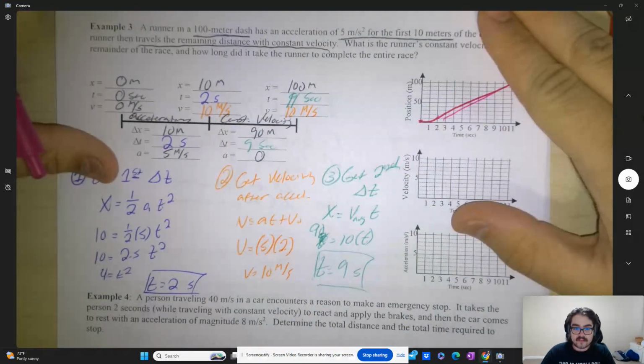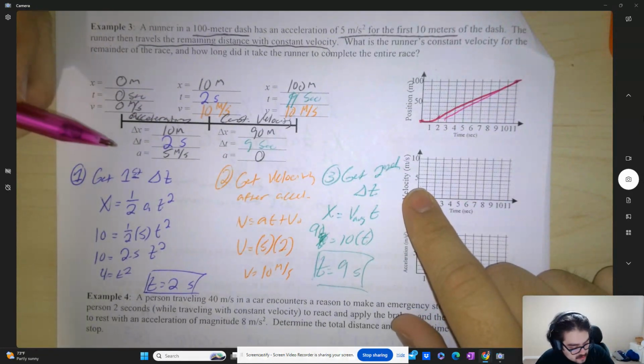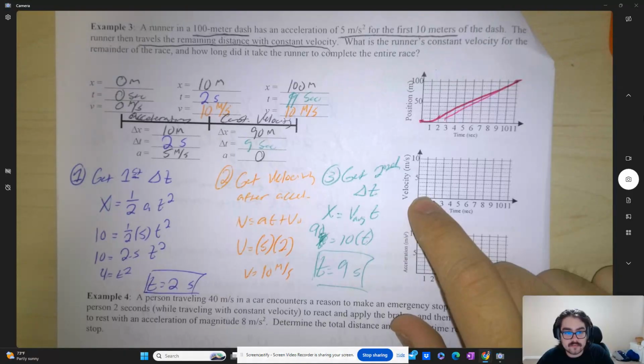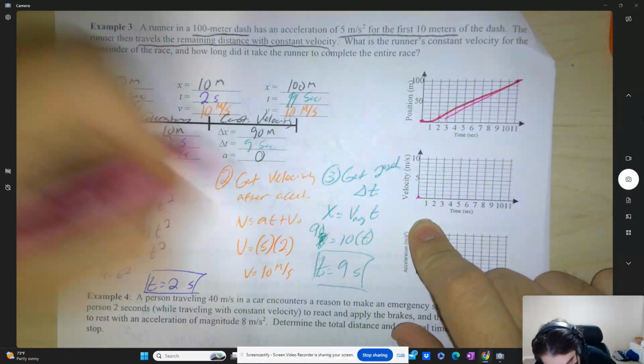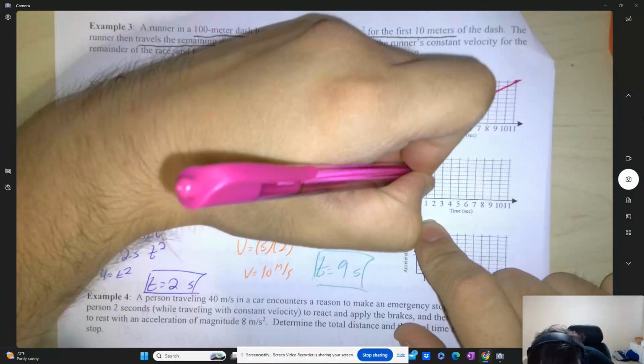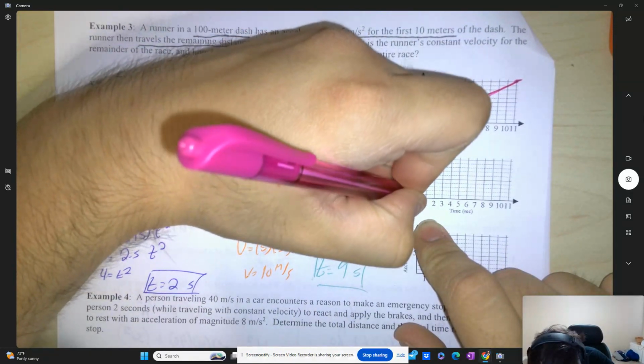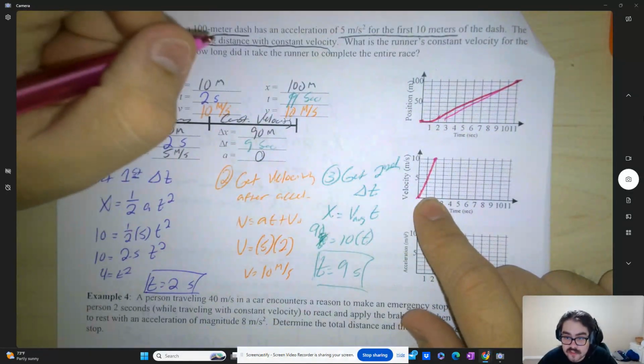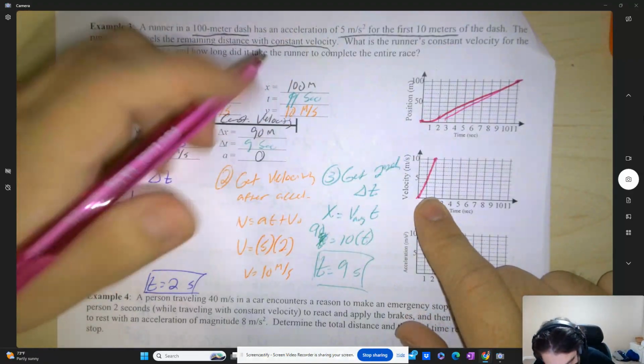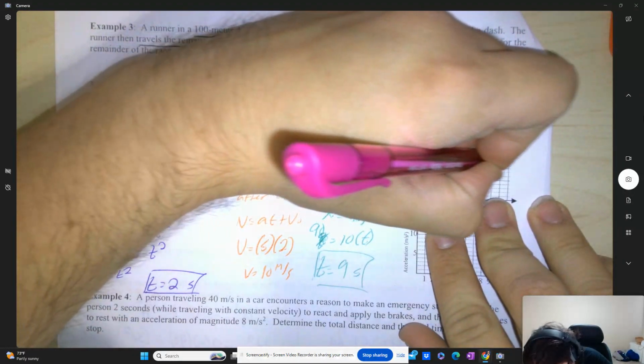Okay. For the velocity, right now it's steadily increasing from 0 to 2 seconds up to a maximum of 10. So that's going to be a straight line because the acceleration is constant, the change is constant, and then the velocity becomes constant until the end of time. So the line just becomes a flat line.